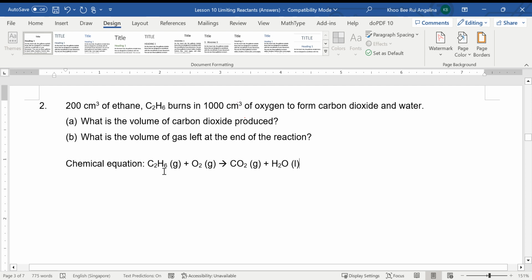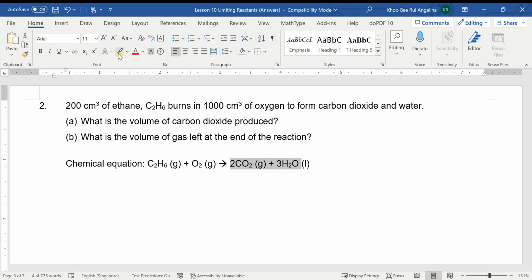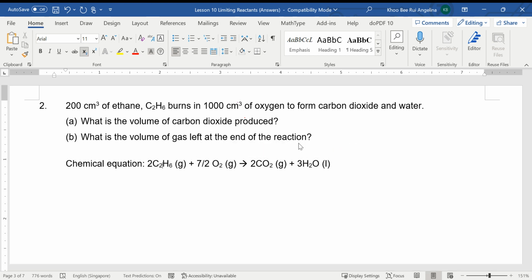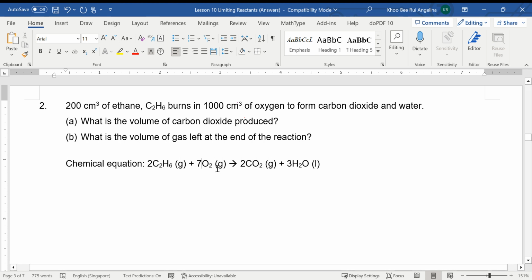I have 2 carbon here on my left, so I have to put 2 on my right, 6 hydrogen, so I'm going to put 3. And then on my right side, I have altogether 7 oxygen, so 2 times 2, that's 4, plus 3 oxygen, that's 7. So to balance it out, I will have to write 7 over 2 as a fraction, right? So 7 over 2 times 2 makes 7. However, I'm not allowed to write fraction in a chemical equation, so I'm going to multiply everything by 2. So this will be 7, and then this will be 4, and this will be 6. So this is how I balance my chemical equation.